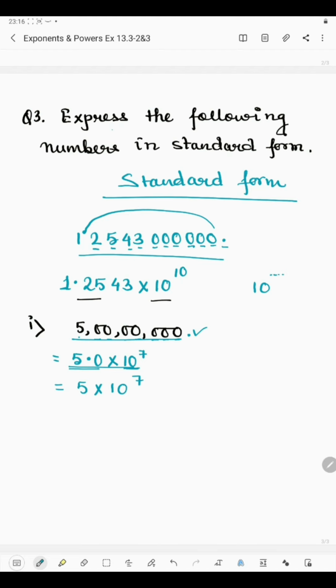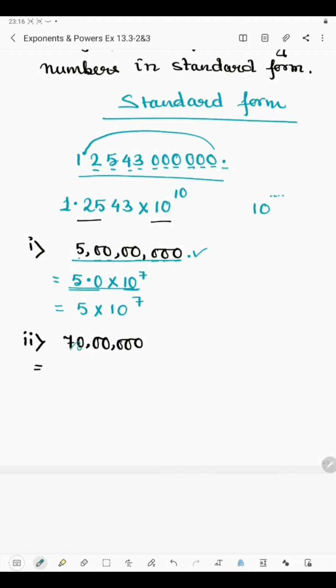Now coming to part number 2. In the second part we have 7, and after that we have 6 zeros. So here we will put the point, and before the point we will just keep one digit, which is 7 here, and after 7, since there are no digits other than zeros, we can put 0 only. Now we will check where the decimal is. In this number the decimal is not there, that means the decimal is at the end. So after how many places has the decimal been shifted? It's 1 2 3 4 5 6. So the power of 10 will be 6.